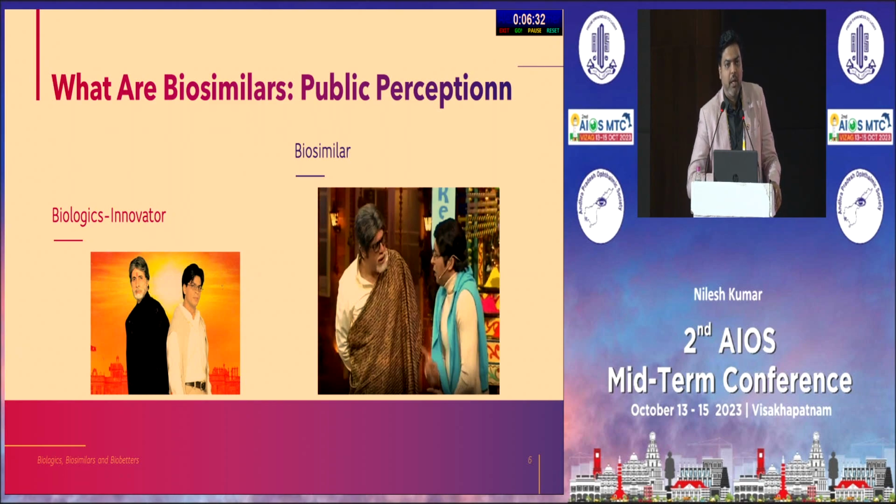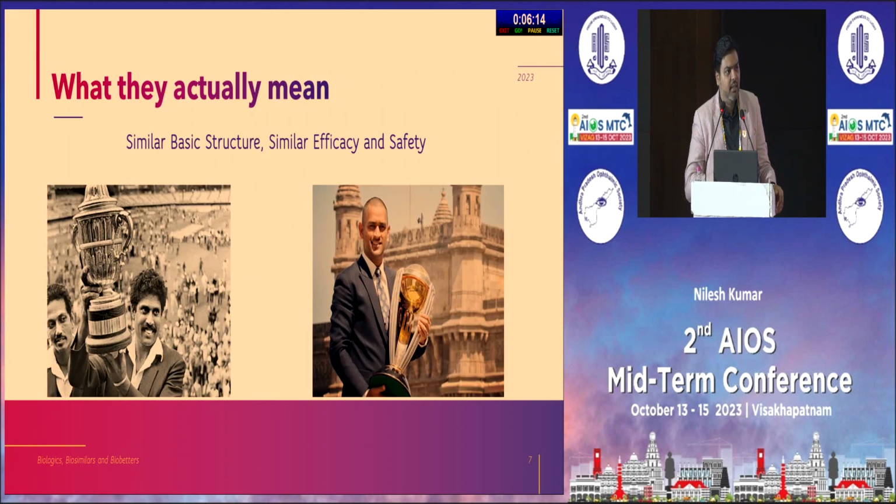So what are biosimilars? What is the public perception? The public perception is this: the original is Mohabbatein, and in a Kapil Sharma show, a skit is happening. That is biosimilar, a cheap copy, a generic medicine. But is it so? It is not like that. These are two different molecules. They share the same basic structure, the same efficacy, and the same safety, but they are two different molecules. So it is not a generic copy, as we see in a normal pharmaceutical, but it is a complex protein.